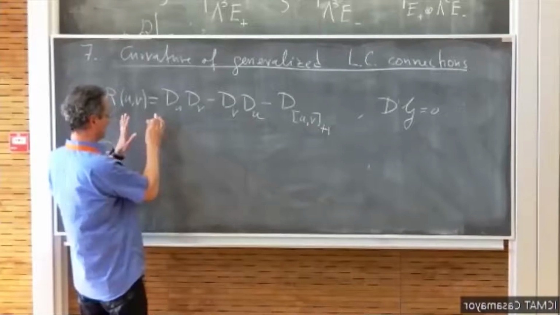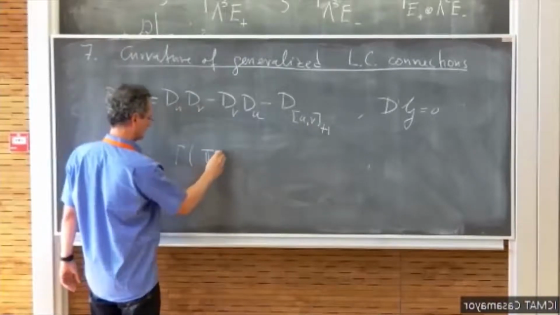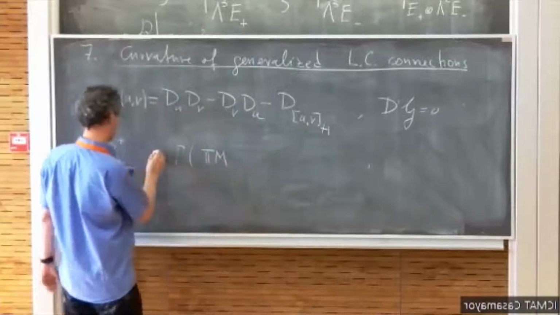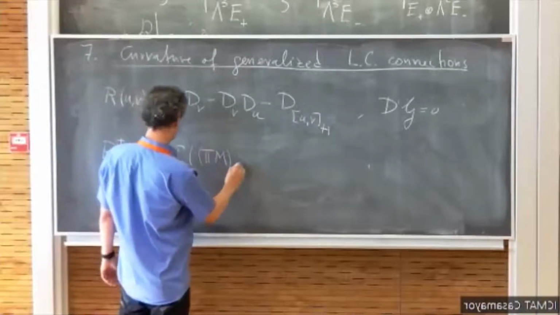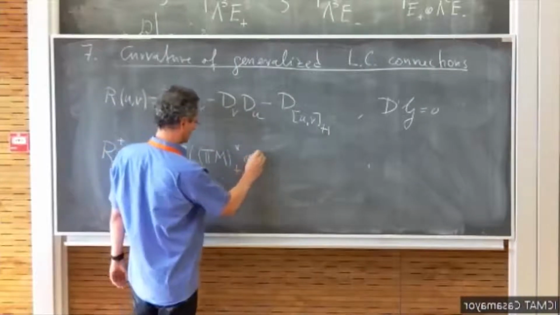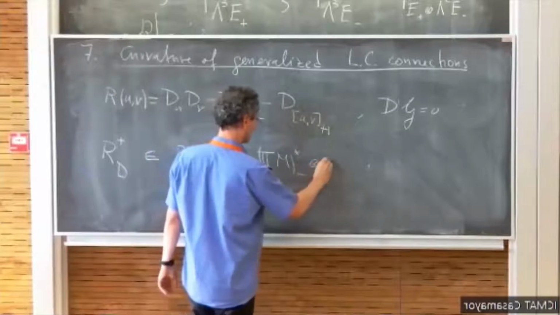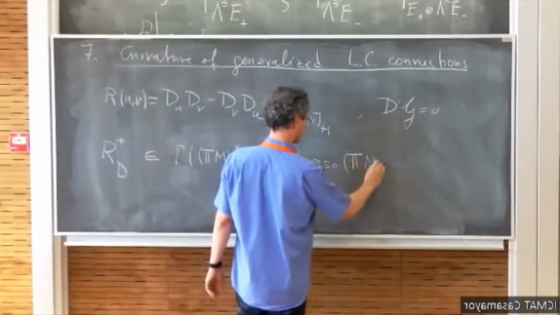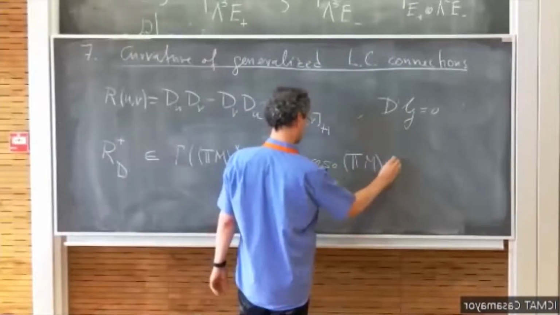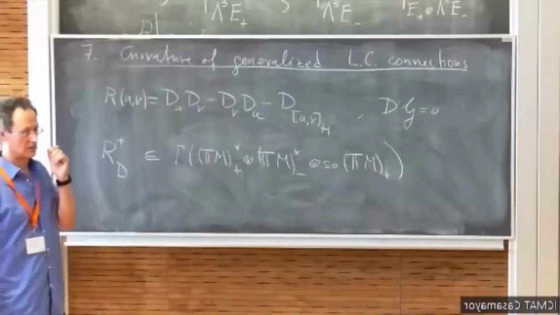I explain, for instance, this R^D plus. So this is obtained by restricting this object to sections of T plus. So this would be an element of T M plus star tensor T M minus star tensor T M plus. Just to mention that this is totally due to Marco Gualtieri in his paper.